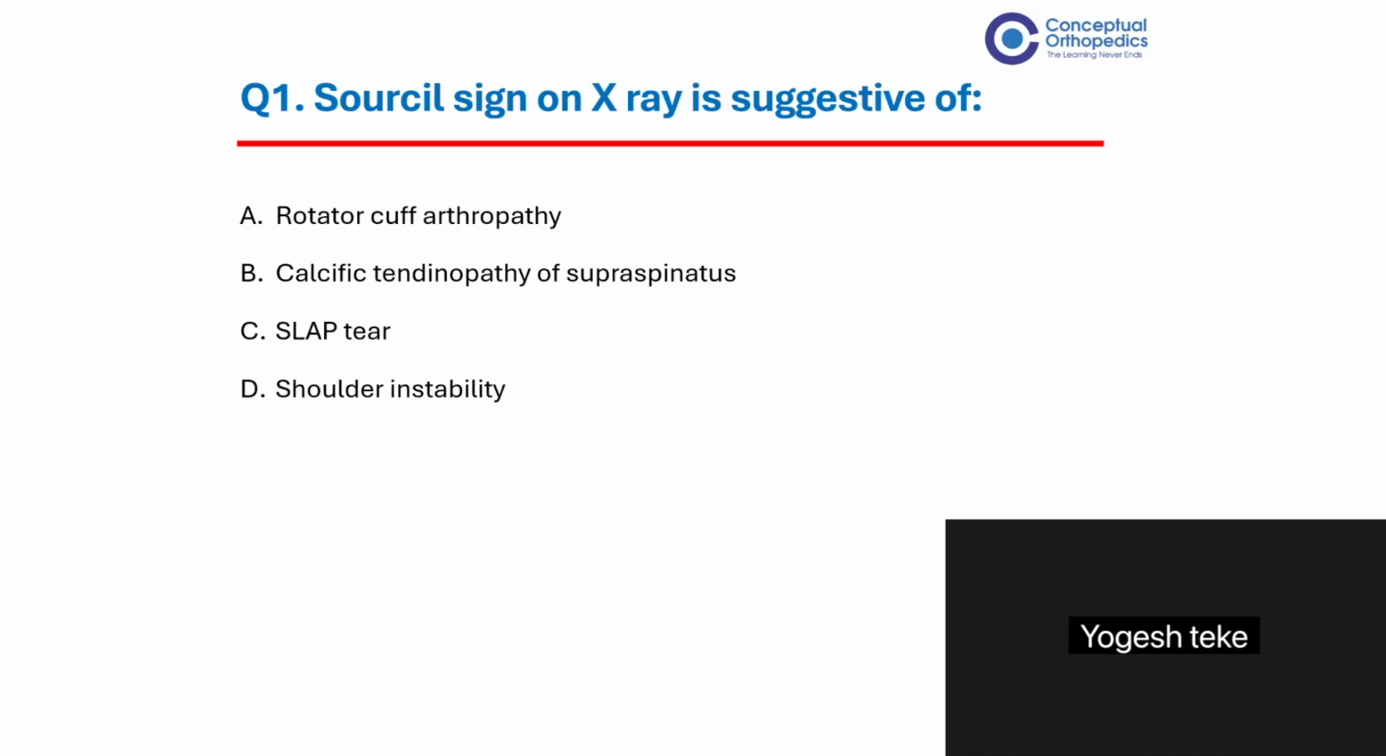First question. Sourcil sign on the X-ray is suggestive of. First option is rotator cuff arthropathy, calcific tendinopathy of supraspinatus, SLAP tear, or last option is shoulder instability.